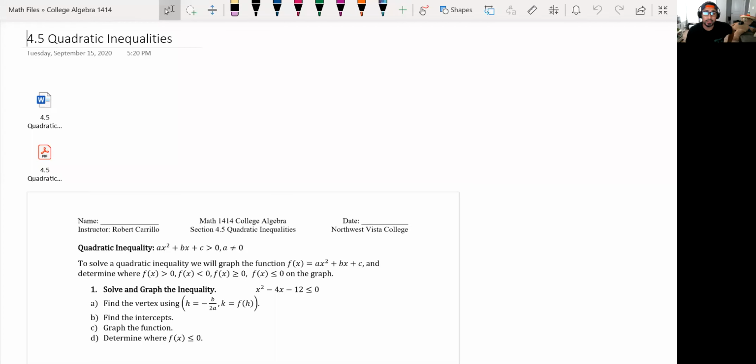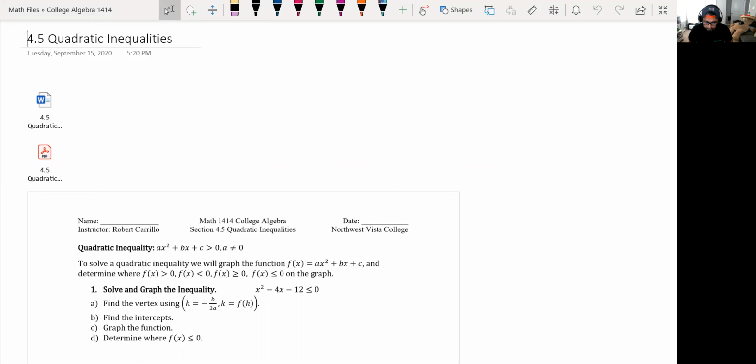All right, welcome everybody. This is 4.5 Quadratic Inequalities. We learned how to graph quadratic functions in the last section. So this time it's the same process. Well, we'll have a little bit of something different, but this time we are going to answer some inequality questions, like where are we above the x-axis, below the x-axis, or above and on the x-axis, or below and on the x-axis. And those questions all come from just the inequality.